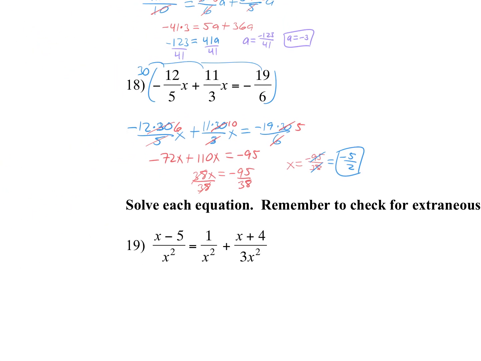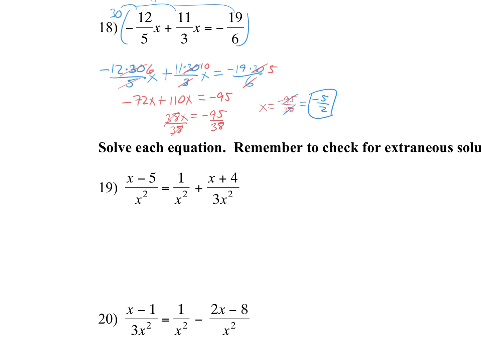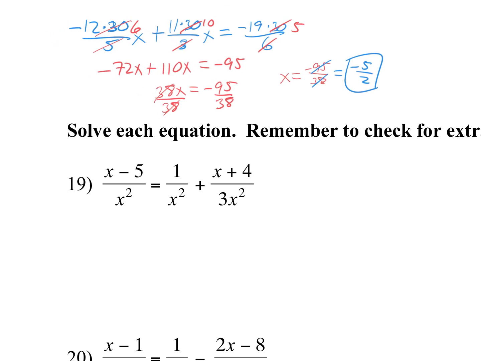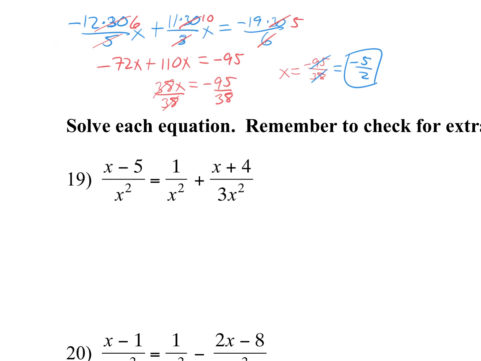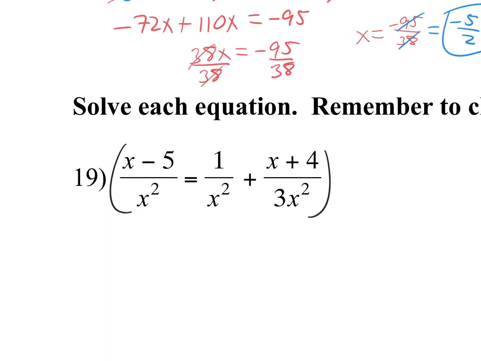Okay, good. And now we move on to ones where you have variables in the denominator. So these essentially work the same as all the other ones. You just need to ask yourself, what can you multiply this entire equation by to eliminate all the denominators? So I would ask you in class, what do we need to multiply x minus 5 over x squared by to get rid of the x squared? And that answer is x squared. X squared divided by x squared cancels out. Same thing with this 1x squared, 1x squared times x squared is going to cancel out.